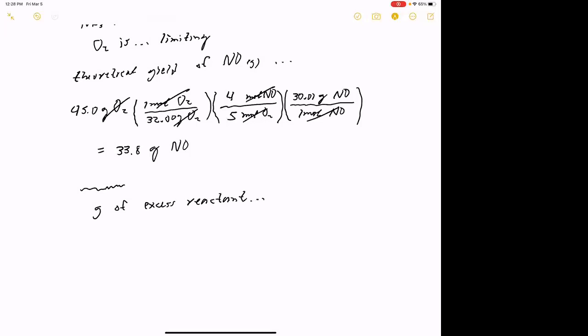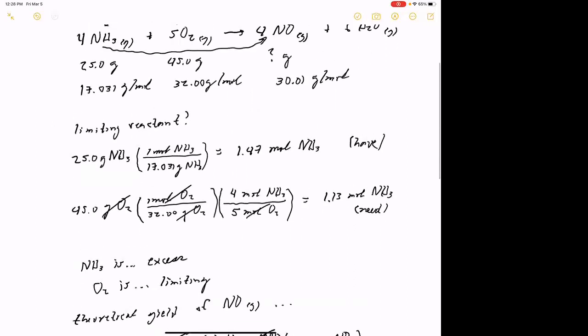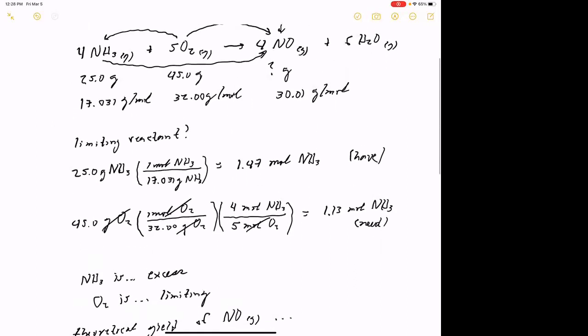Okay, and we said the excess reactant was what, the NH3? So in other words, I want to know how much NH3 is left over at the end of the reaction. Now here's the advantage of working the problem out the way I did in terms of looking at a mole-to-mole relationship between the reactants. Notice what I've got up here. I'm going to put little check marks over it. I've got the 1.47 moles of NH3 that I have available to me, and I also have the 1.13 moles of NH3 that I need to react with all of the O2.